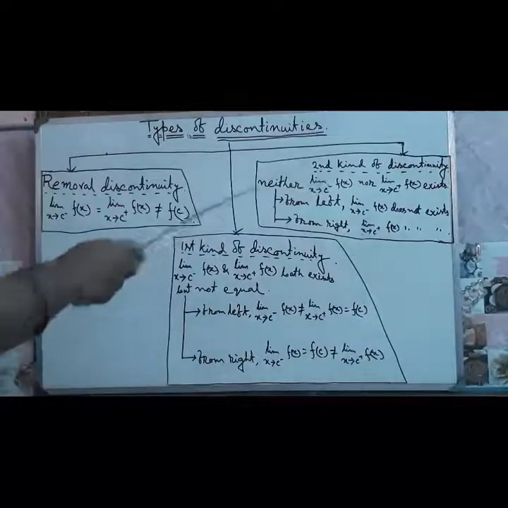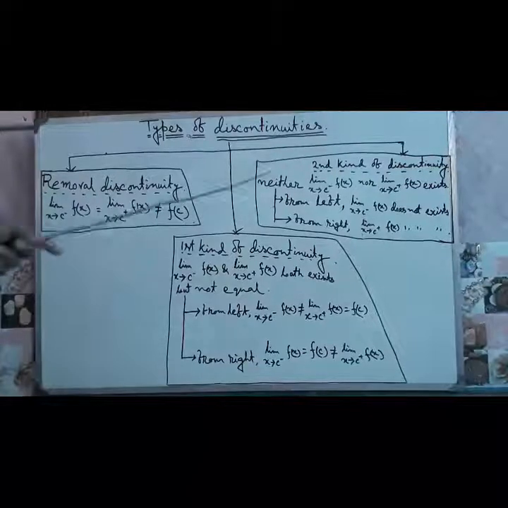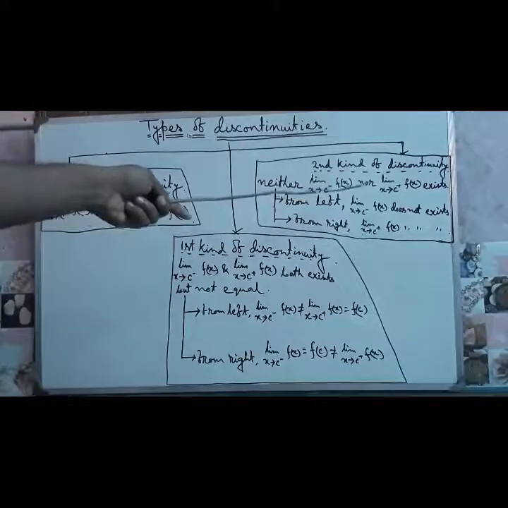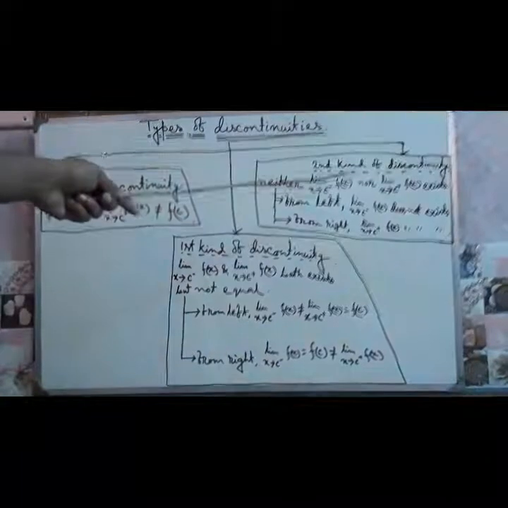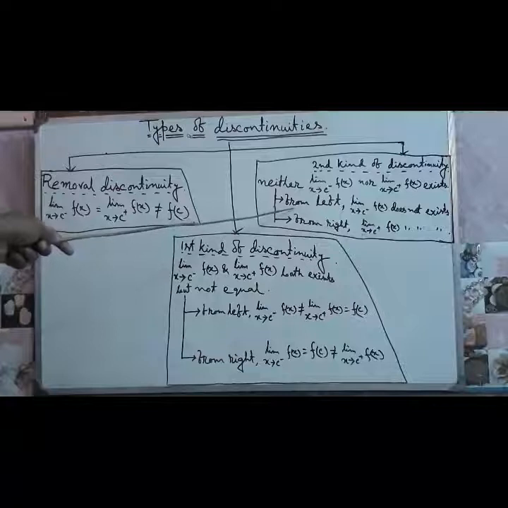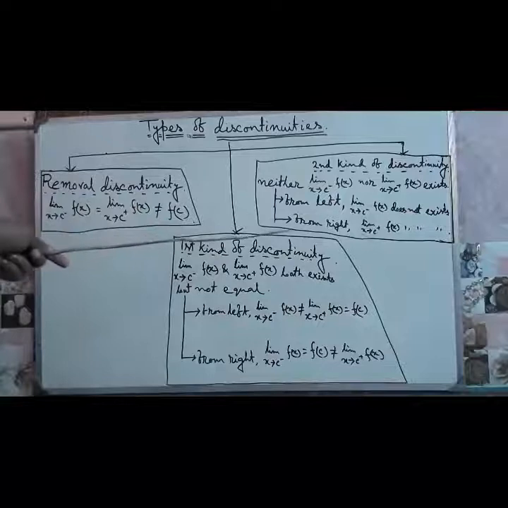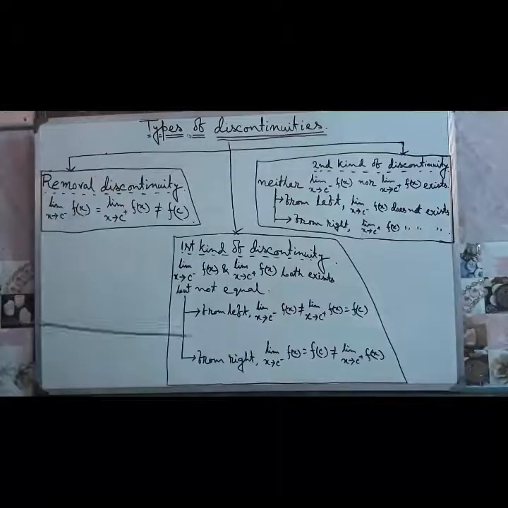And second kind of discontinuity, what is that? Neither the left hand limit nor the right hand limit exists, that is limit x tends to c minus f of x and limit x tends to c plus f of x, these two do not exist. And second kind of discontinuity from the left, left hand limit does not exist, and from the right, right hand limit does not exist. Don't bother about these types, these are not important according to your board syllabus. I am just telling to give you the information.